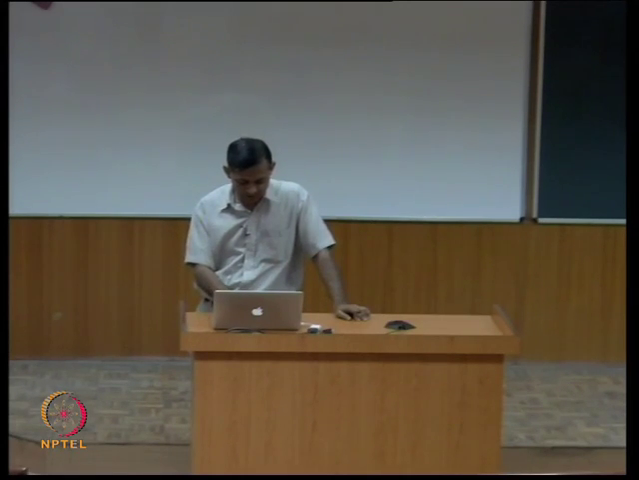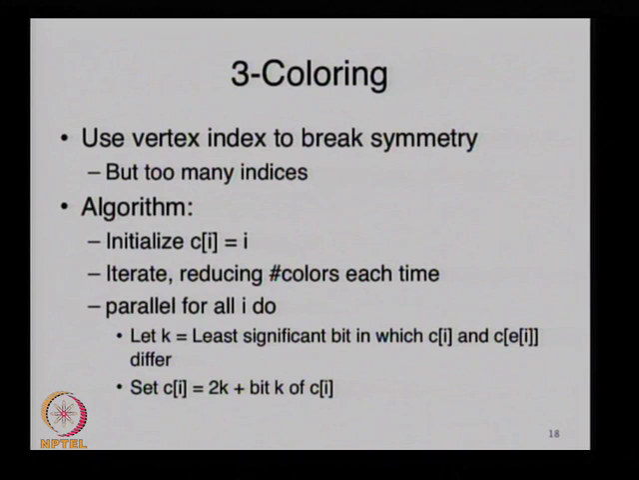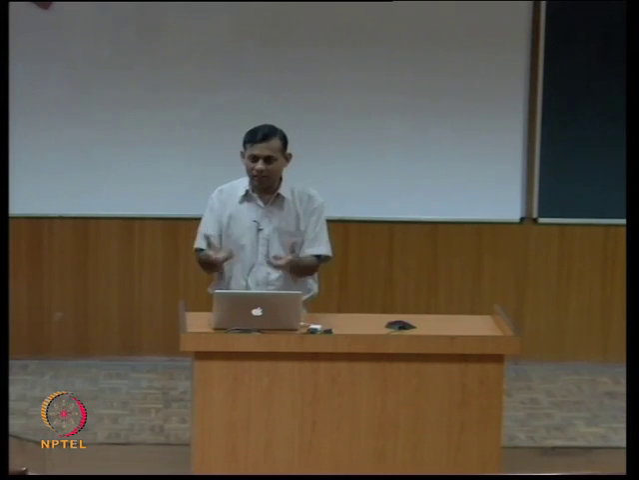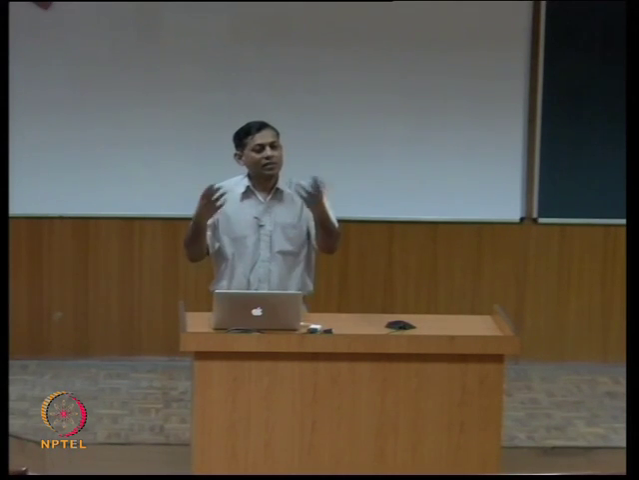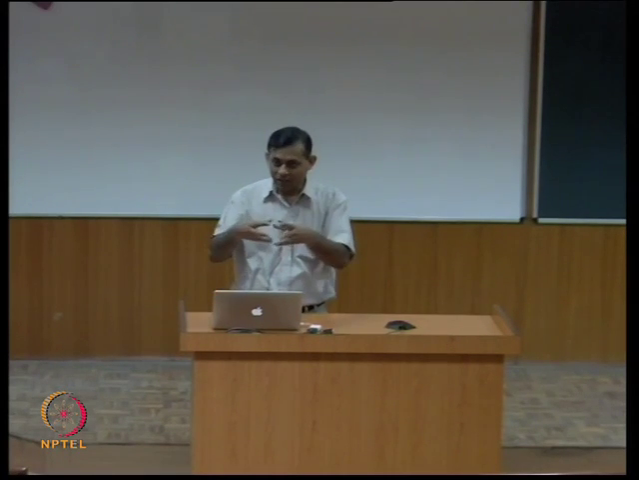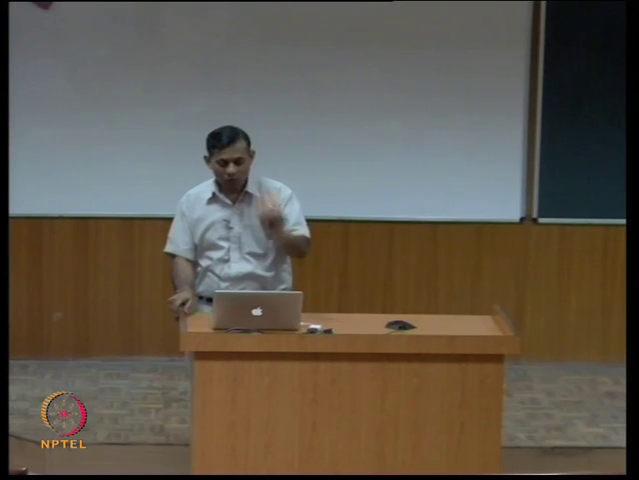But let's just jump ahead. So this is one step of the algorithm, where you give me a coloring, and I'm going to give you another coloring. And the goal is to ultimately reach 3 colors, because we know it. So I'm just going to keep reducing. In the beginning you can say ID I is your color I. We start with n colors and try to converge to 3 colors. Right? So this is one step of it.